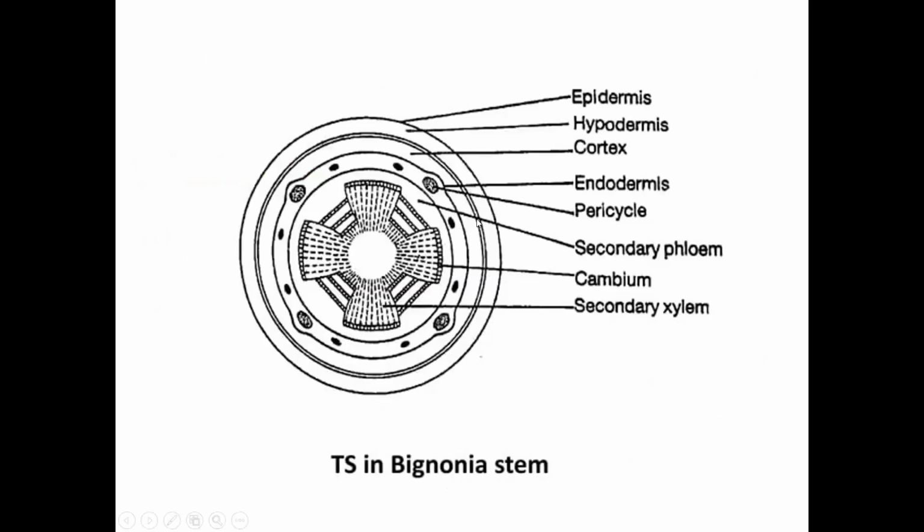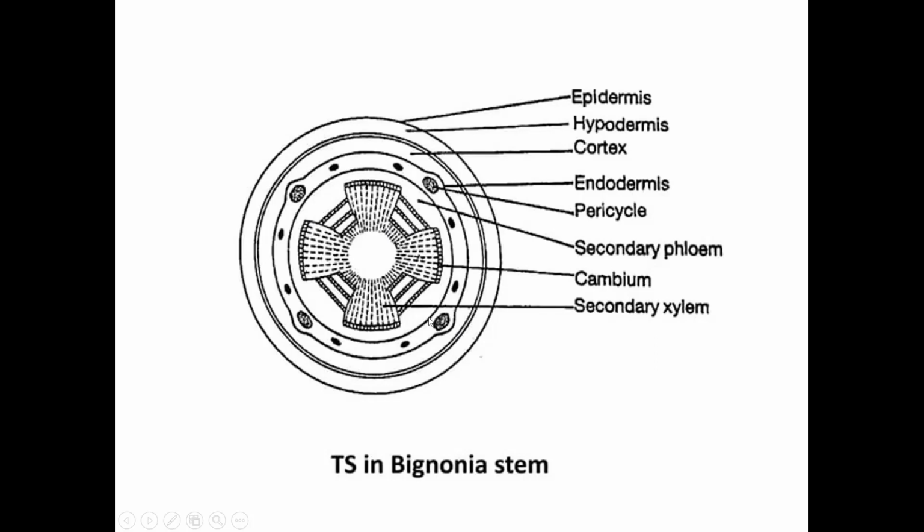Here, at first it behaves normally, producing secondary xylem towards inside and secondary phloem outside. This one is the secondary phloem. Here it produces more secondary phloem and here it produces less secondary phloem, due to which it shows ridges and furrows.